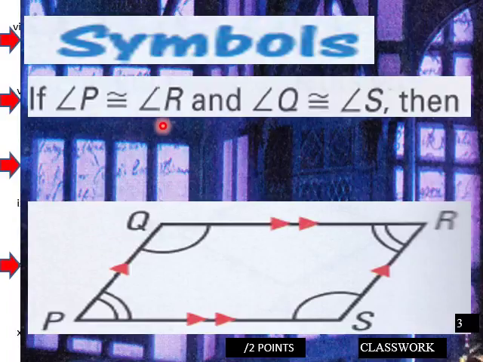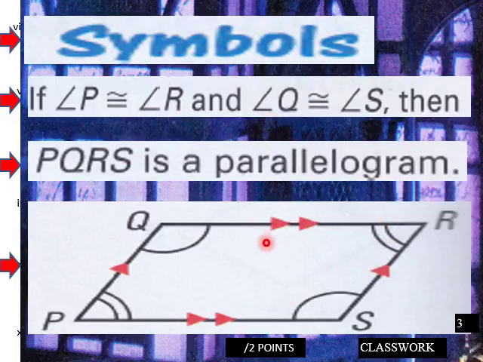And if angle P is congruent to angle R and angle Q is congruent to angle S in this situation here, then PQRS is a parallelogram. As a repeat, this time we're going to use this here and not words. This is a parallelogram.